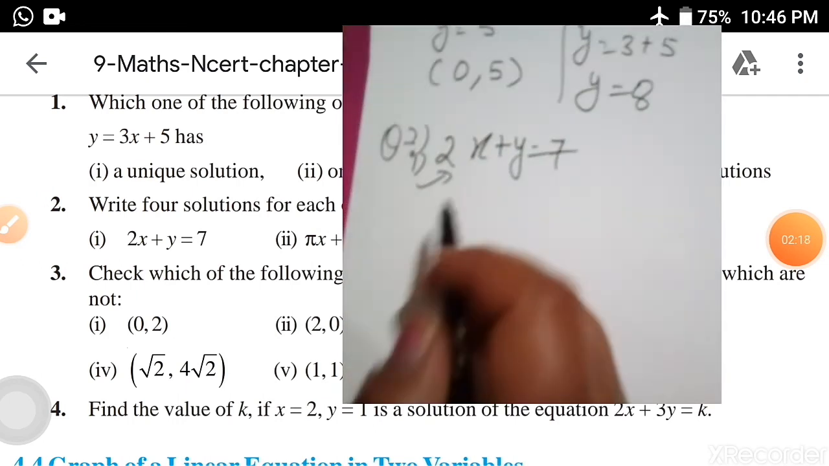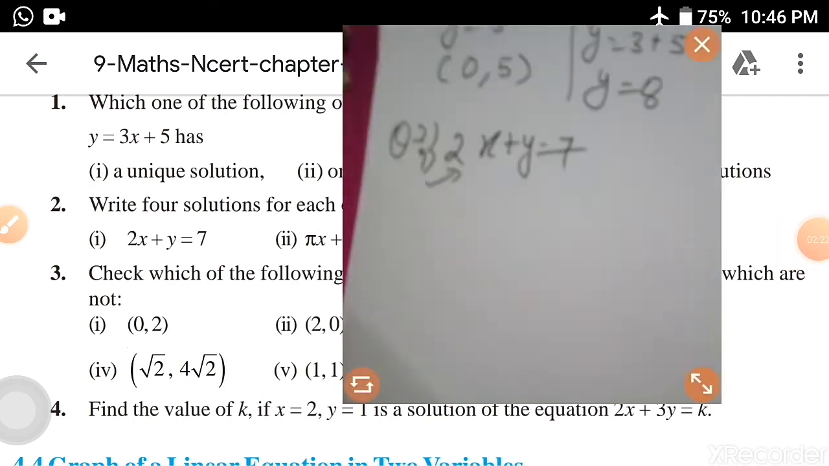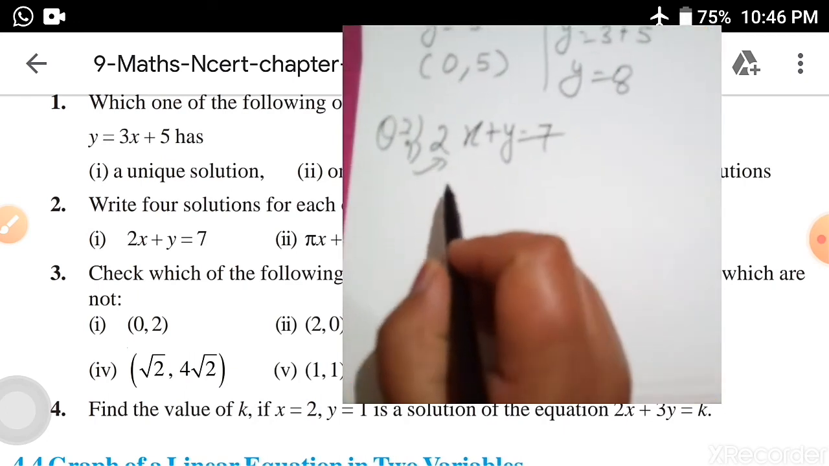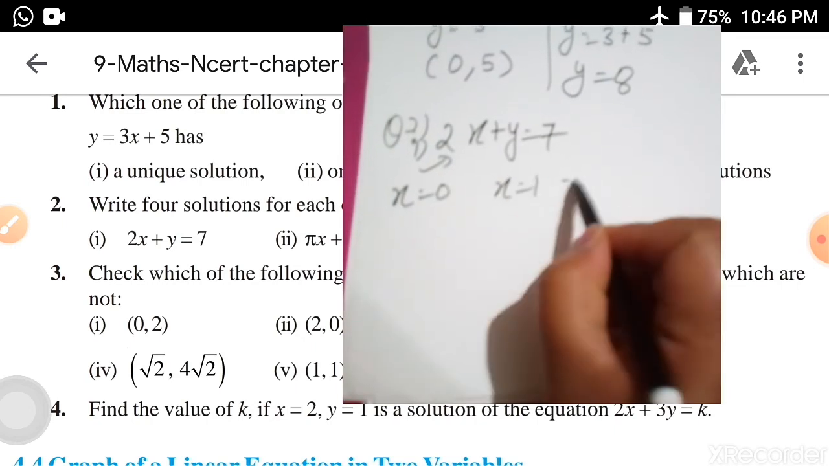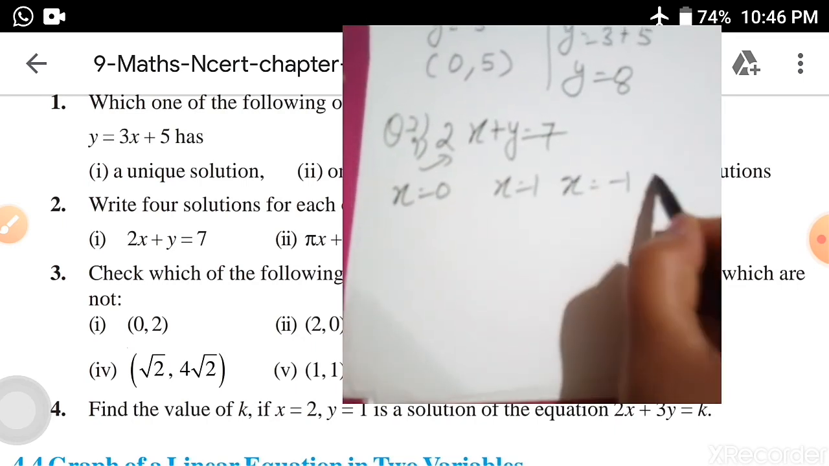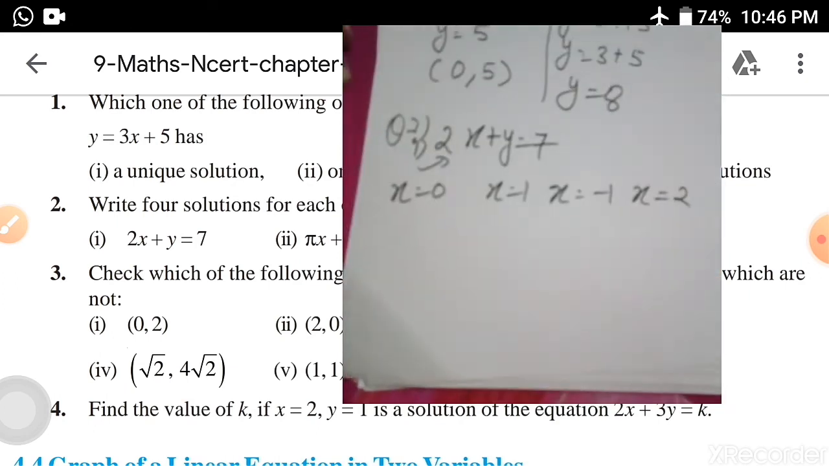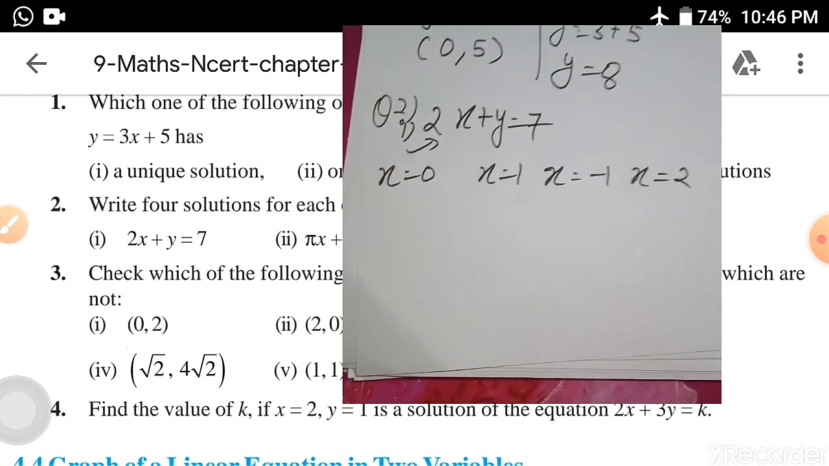It is question number 2, first part. 2x plus 5 is equal to 7. We have to find four different solutions of this equation. So we will put different values of x. You can put x equal to 0, x equal to 1, x equal to minus 1 and x equal to 2. You can put whatever values you want, according to yourself.